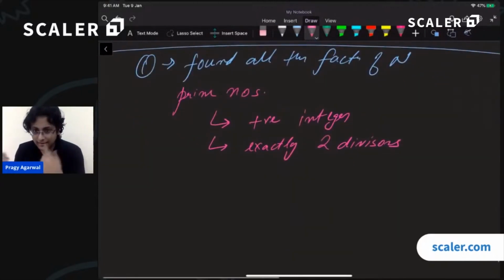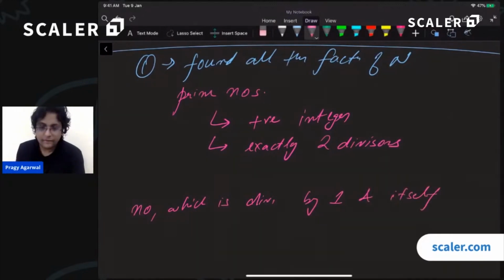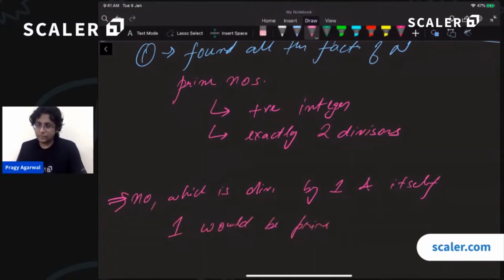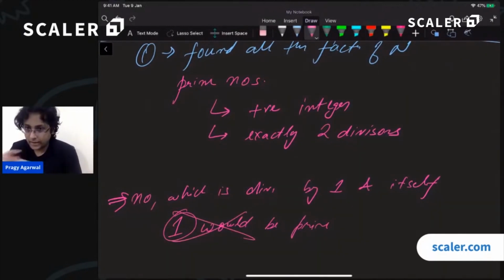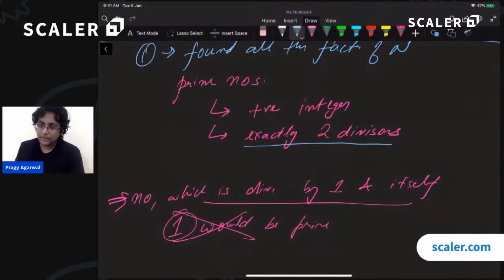A lot of people think that a prime number is a number which is divisible by 1 and itself. Right? If this was the definition of prime numbers, then 1 would be a prime number because, hey, 1 is divisible by 1 and 1 is divisible by itself. But 1 is not a prime number. All right? Is that clear? So this is not the correct definition. This is very close, but this is not the correct definition. The correct definition is that it must have exactly 2 distinct divisors. Right?